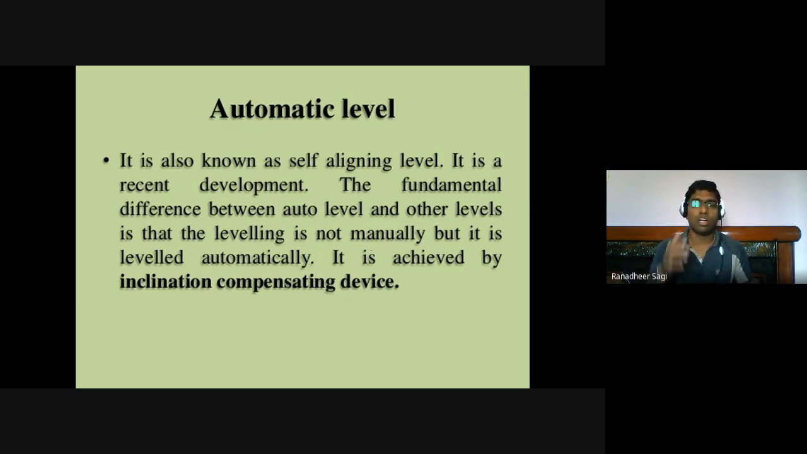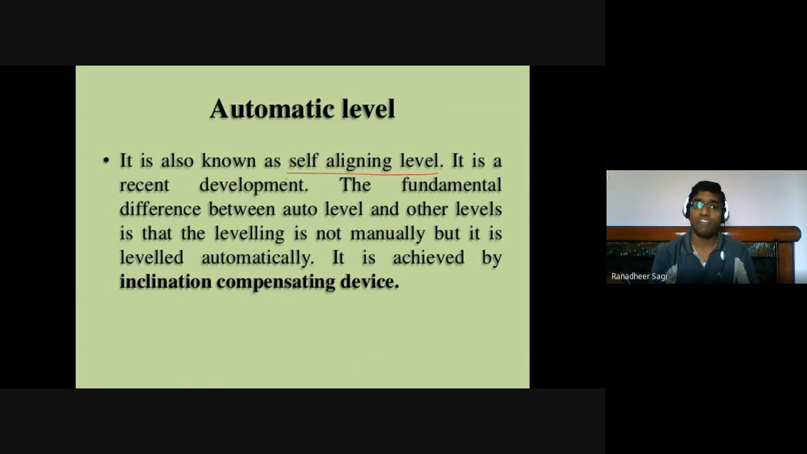Automatically your telescope aligns the position, which indicates that the instrument is properly leveled. So it's a kind of self-aligning level. The telescope aligns itself to have a proper horizontal line of sight. So this automatic level is otherwise also called your self-aligning level. It is a recent development.